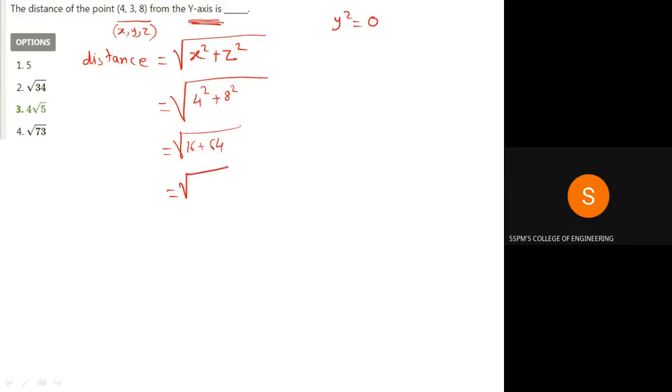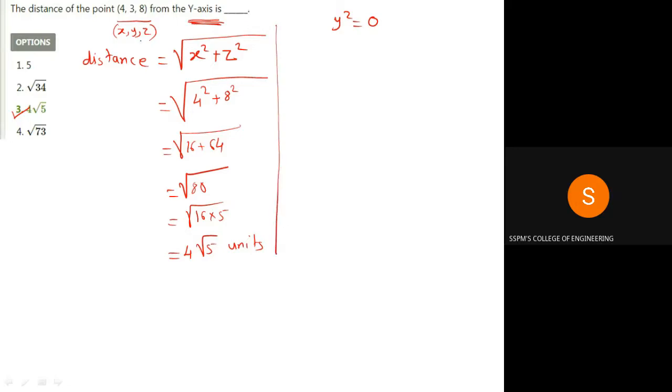64. What is 16 plus 64? It is root 80. What is root 80? You can split this, what are the factors of 80? 16 into 5. So 16 you can take out of the root as 4. 4 root 5, 4 root 5 units. Whichever is the correct option, you should give it. Which one is the correct here? 4 root 5. So this is the easy way to find the answer of such questions.